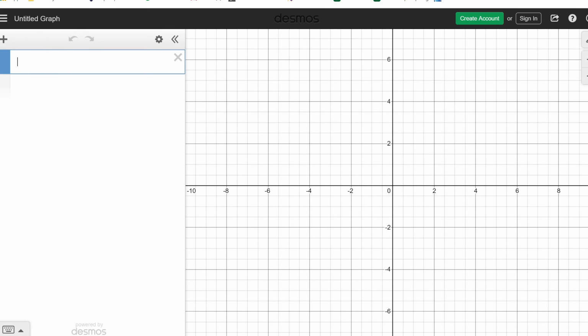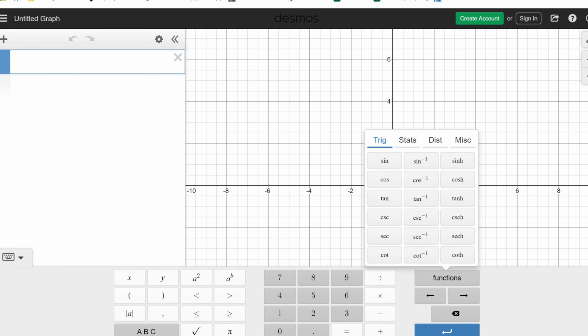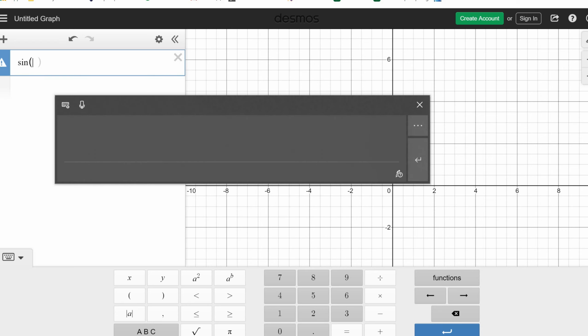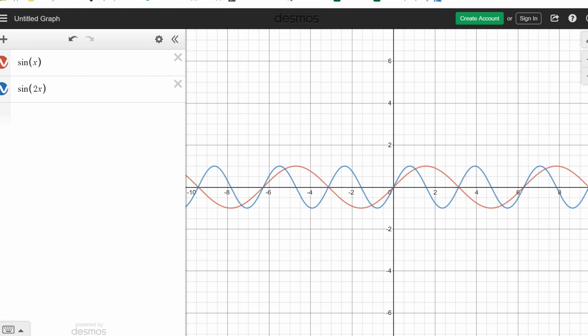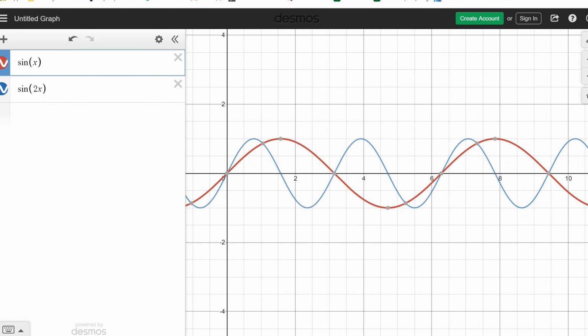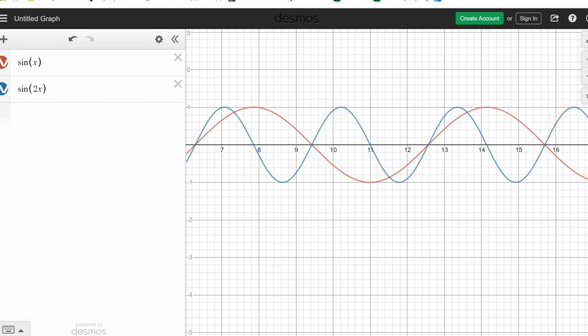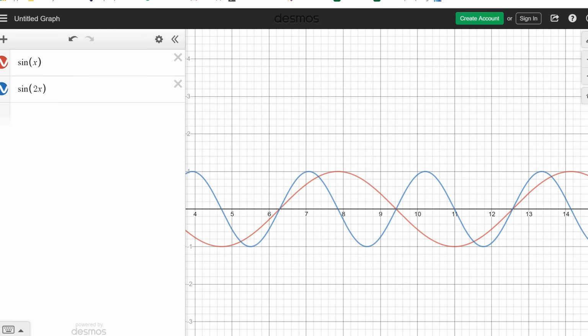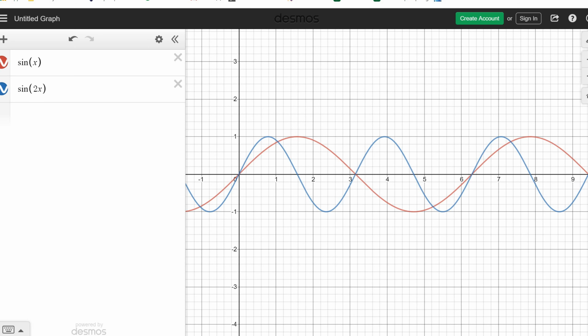So here is a sine of x. And then let's compare that to a sine of 2x. So what you see here is that the period shifts. So think about a slinky where you expand the slinky and then you shrink the slinky back down. So the red one is our typical sine curve, and then the blue one, the period has doubled.